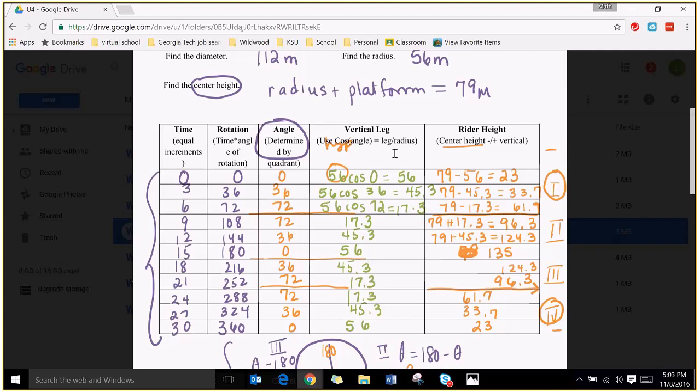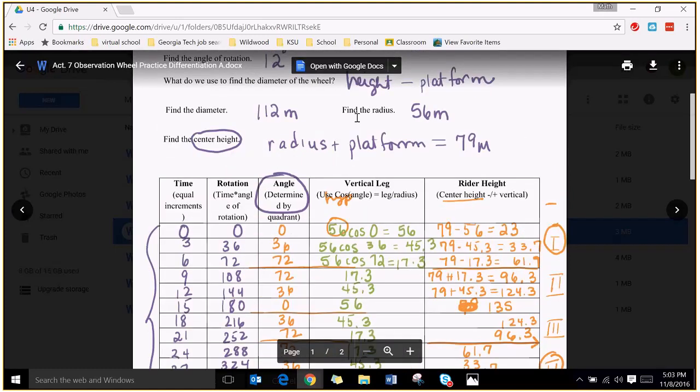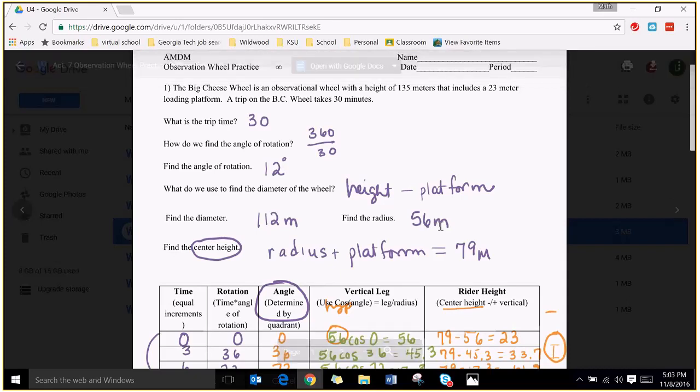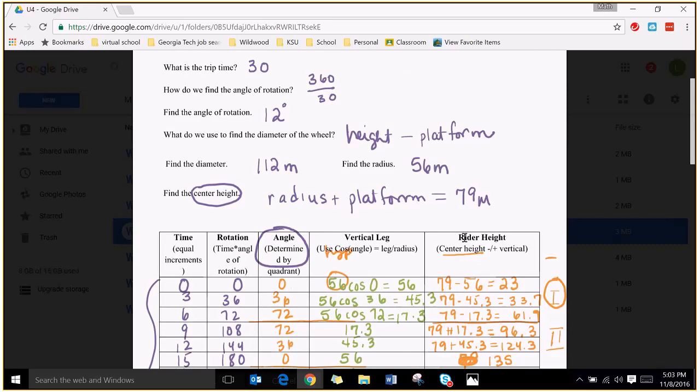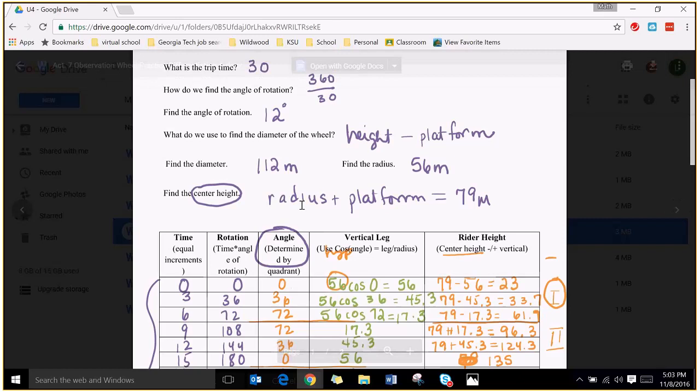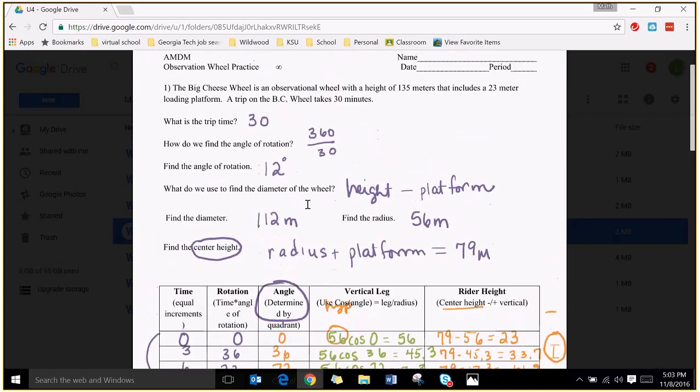Okay, times the radius. In this case, the radius is 56, as you can see, and your platform height. What's the center? Where's my platform height? There's my diameter. There's my radius.